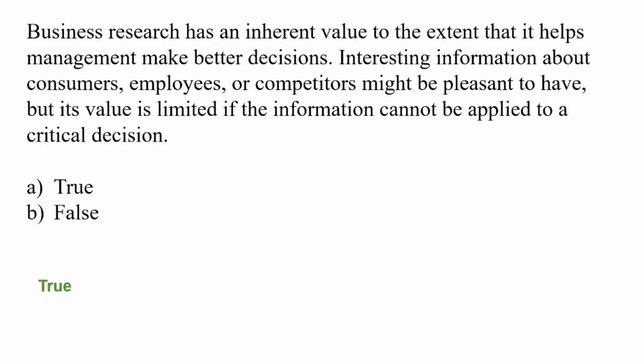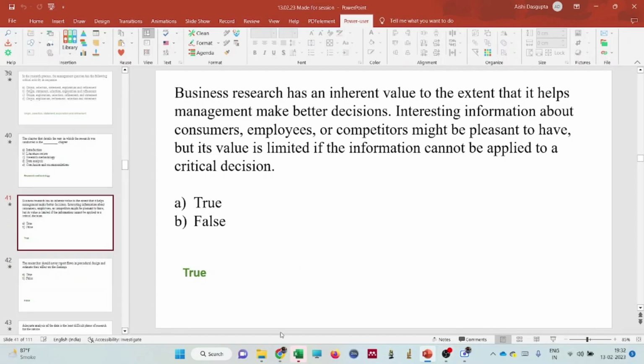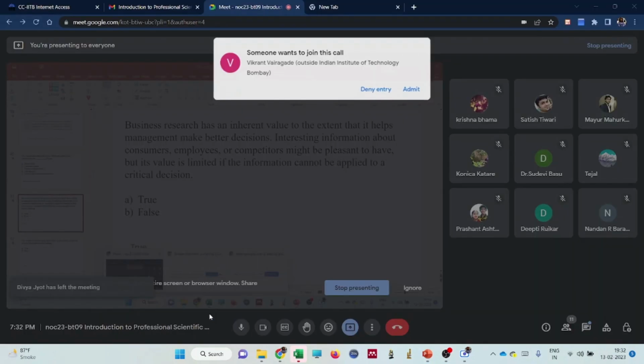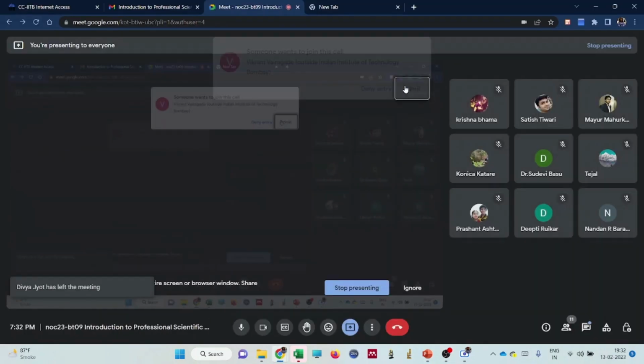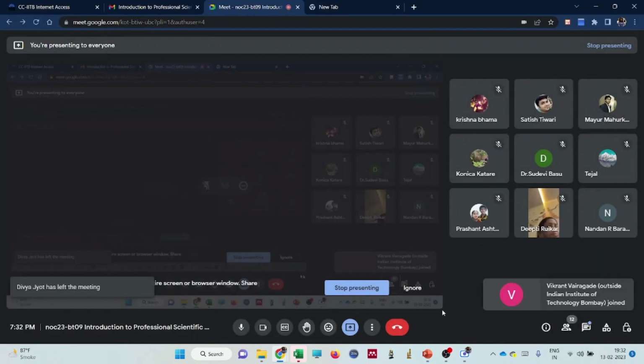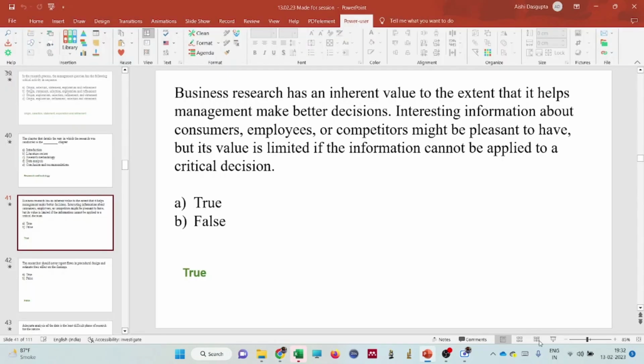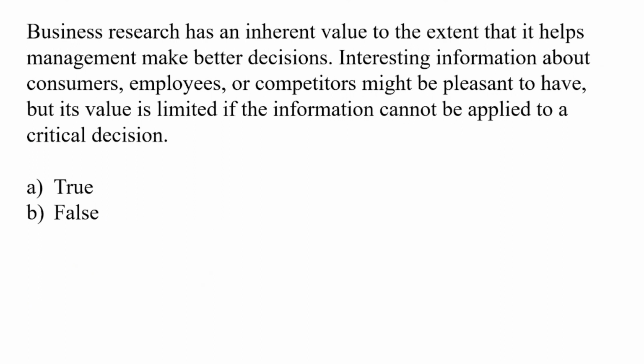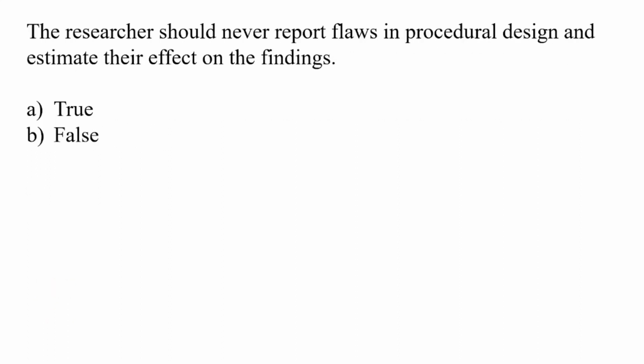Yeah, it's true. When you are conducting business research, it's very interesting to have all this data about your consumers, your employees, and your competitors. But what's the point of it if you cannot apply that to a critical decision? Its value is limited. It's good to have this kind of information, but its value is limited if you're not able to apply it to a critical decision. So yes, that's true. Whatever she said is correct.